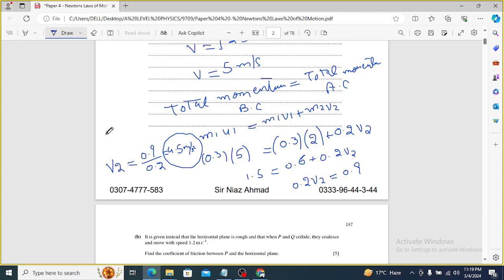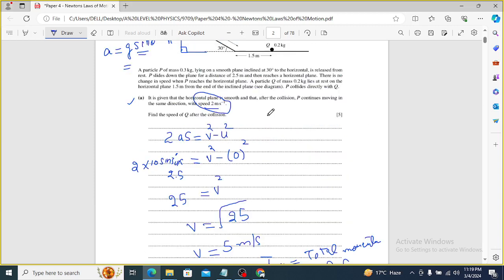So part 1 is done. It is given that the horizontal plane is smooth, smooth means there is no friction, and after the collision P continues moving in the same direction with speed 2 meters per second. You can verify the answer. Again, the second part of this question is worth 5 marks.